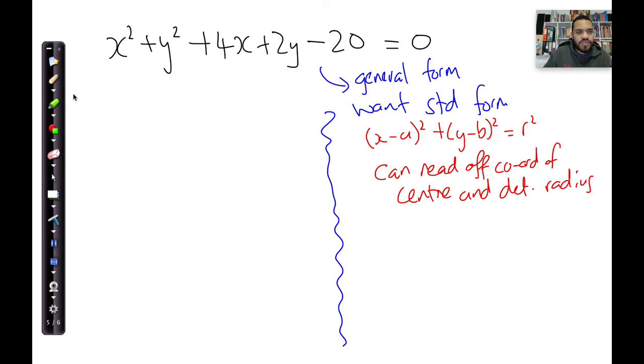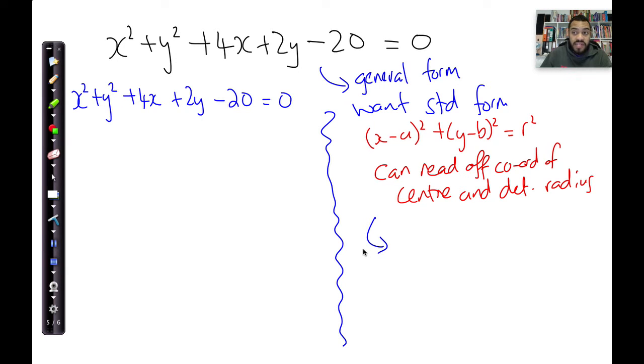So let's just write down that equation here. I've got x squared plus y squared plus 4x plus 2y minus 20 equated to 0. Well, the solution is we actually have to do something you learned in grade 11 or even grade 10, and that is called completing the square. So how do I complete the square? Well, simple. There are a few steps to it.